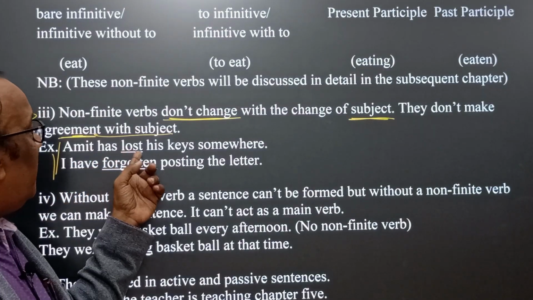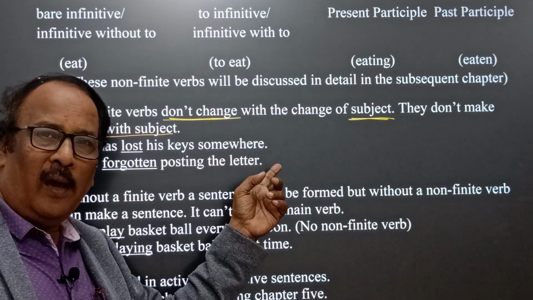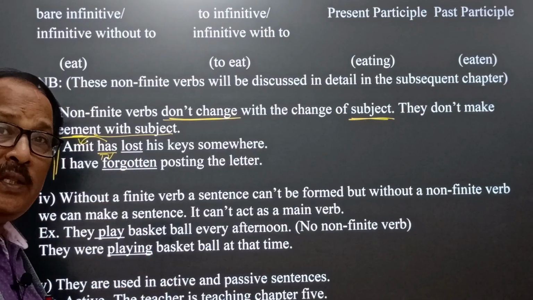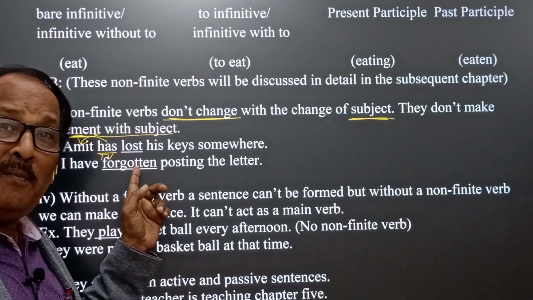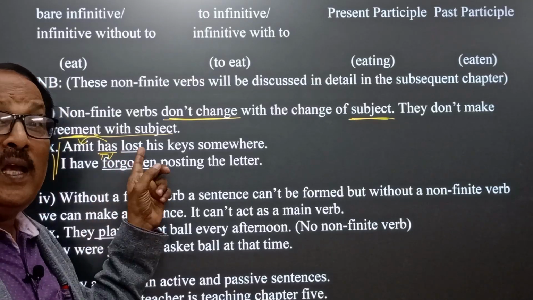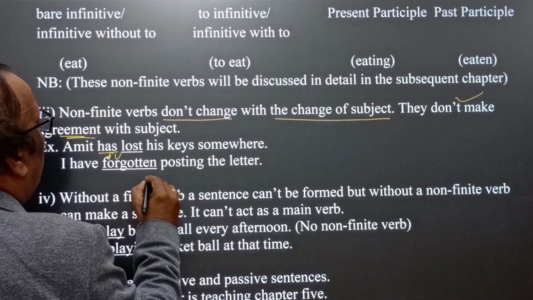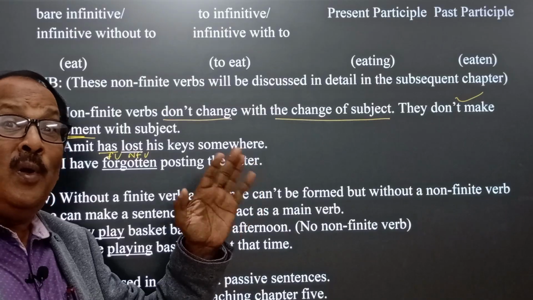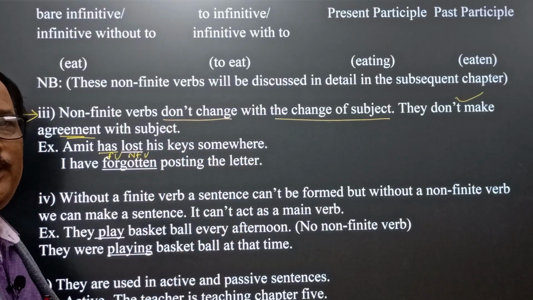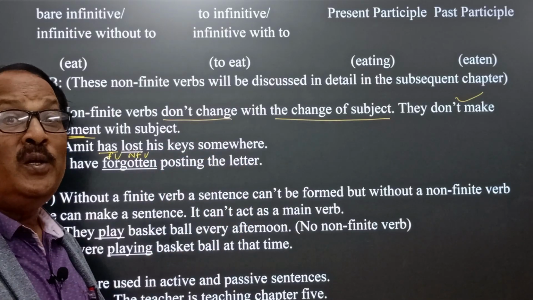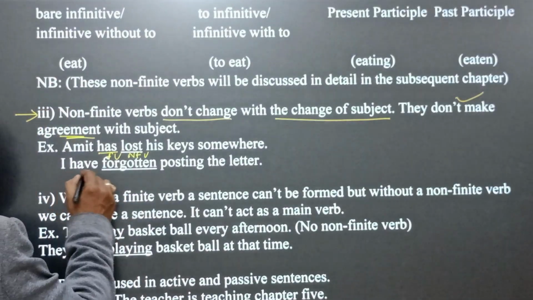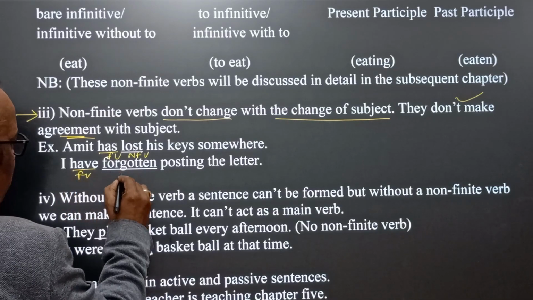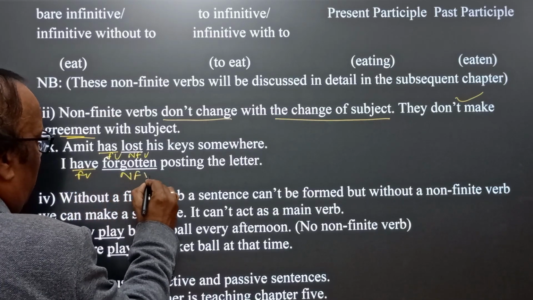Amit has lost his keys somewhere. Here has keeps the relationship with Amit. Amit is third person singular number. That's why has expresses tense, it is a finite verb, and lost is a non-finite verb. Therefore, lost is not changed according to the change of the subject. Next, I have forgotten. Here have is the finite verb and forgotten is the non-finite verb.